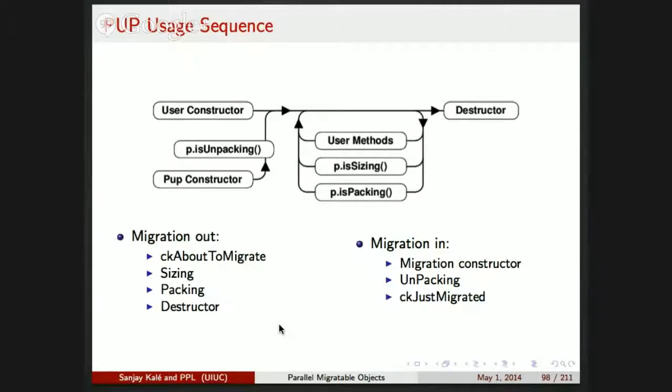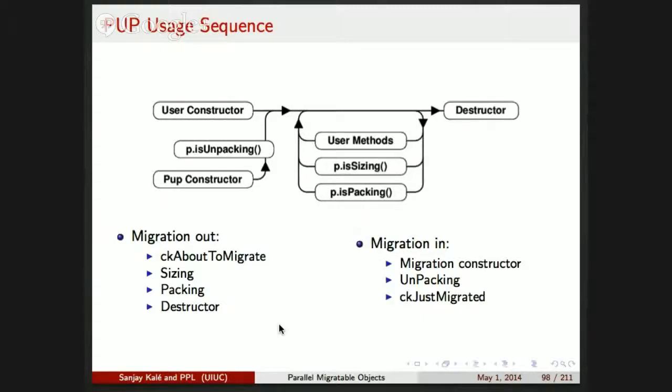So it's going to call this virtual method, about to migrate, and normally that doesn't actually need to do anything. Sometimes in really complicated applications, you might release a reference to a cached value somewhere on your processor or things like that. Then it will size the object, so it will figure out how much data there is to be serialized. It will allocate a buffer for that, pack the data into that buffer, and then, if it's actually migrating the object rather than just checkpointing it, it'll call the destructor.